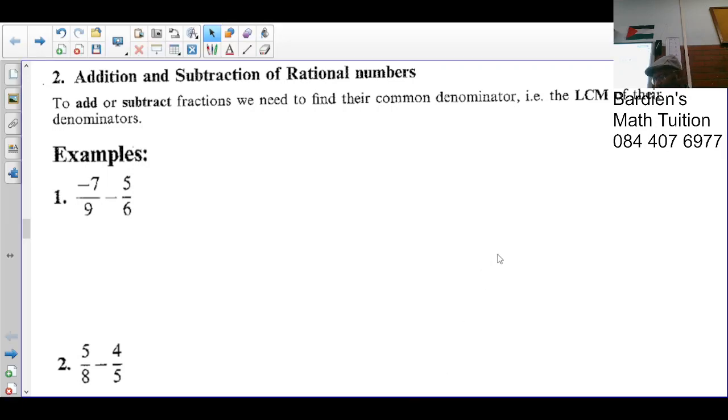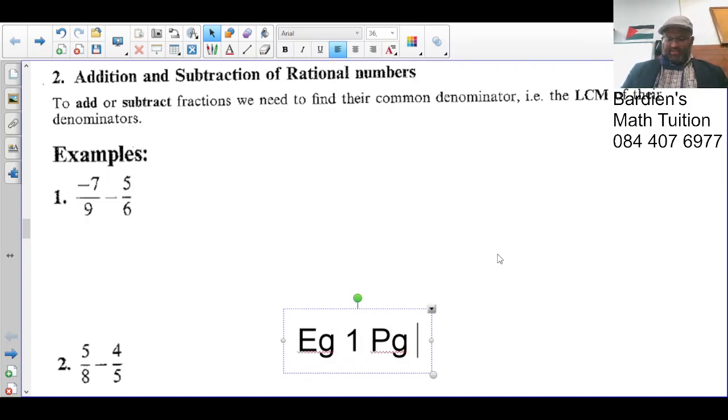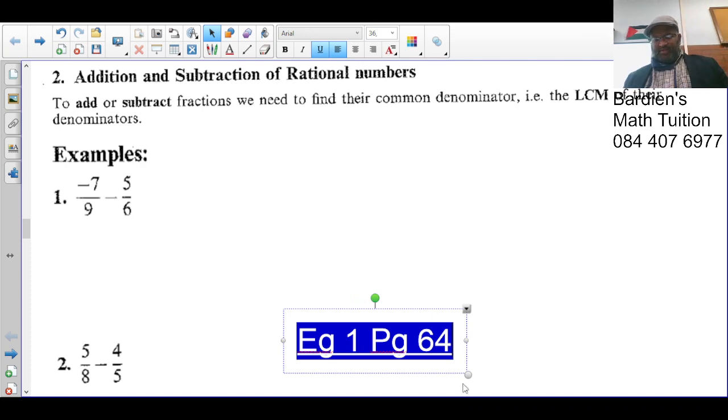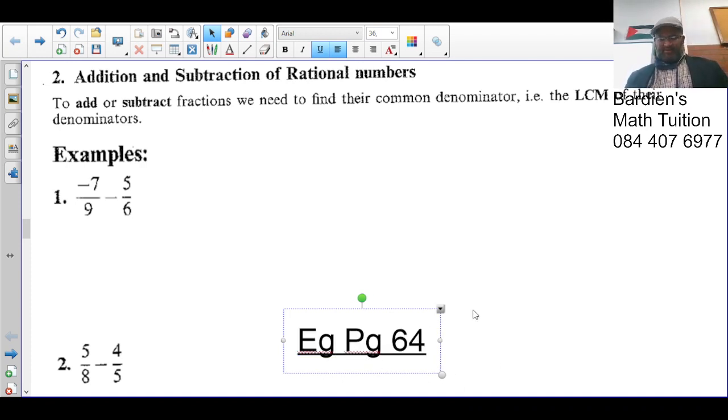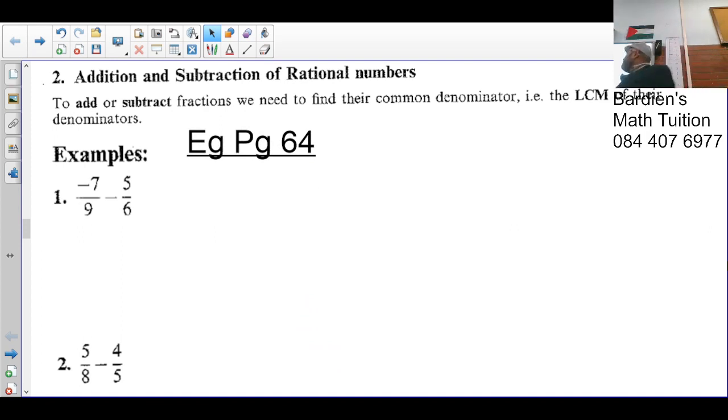Okay. So here we are told that for addition and subtraction of rational numbers, to add or subtract fractions, we need to find the common denominator, i.e. the LCM of the denominators. In other words, the lowest common multiple of the denominators. So what is your LCM here? This is example 1 on page 64.